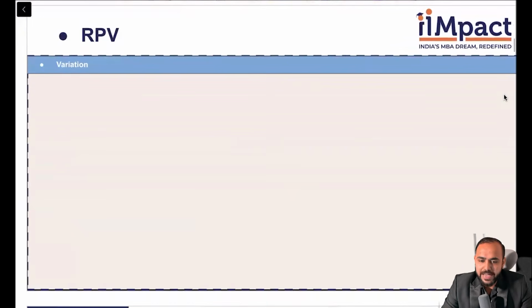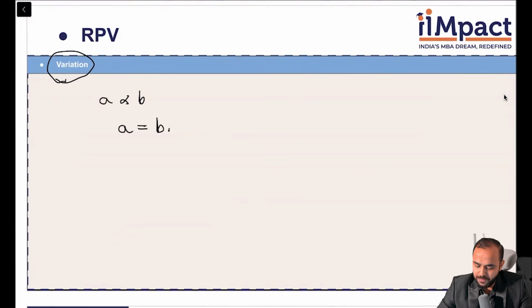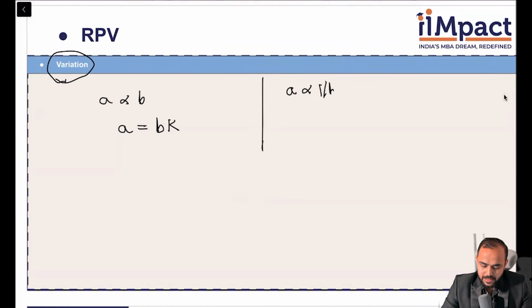Moving on to the final part of this topic area, which is the variation part. So what does variation mean? So if I say that A varies directly with B, what I'm trying to say is that A is equal to B times some variable K. All right. If I say that A varies inversely with B, which I will write as this, I will say that A is equal to K by B.